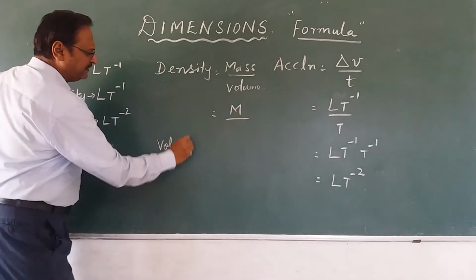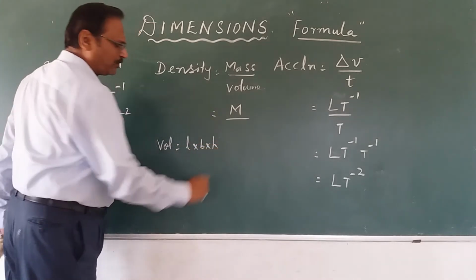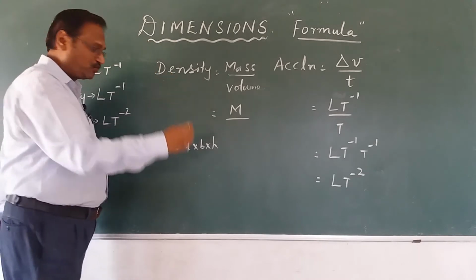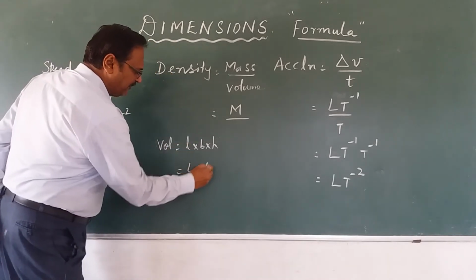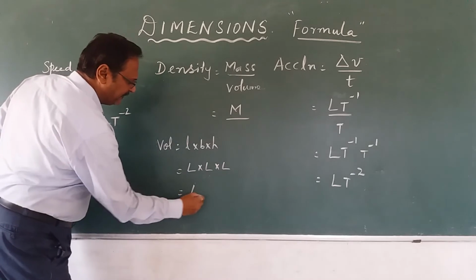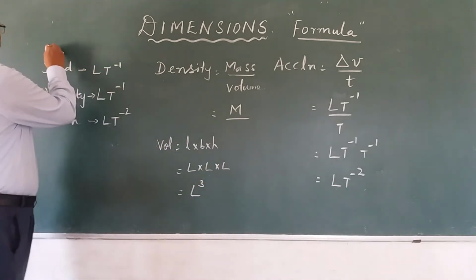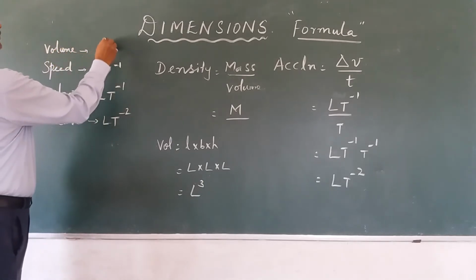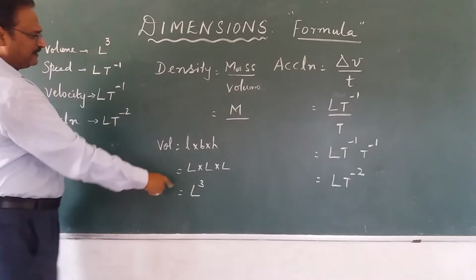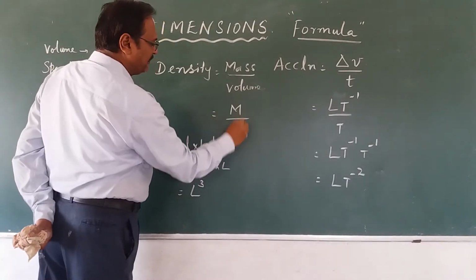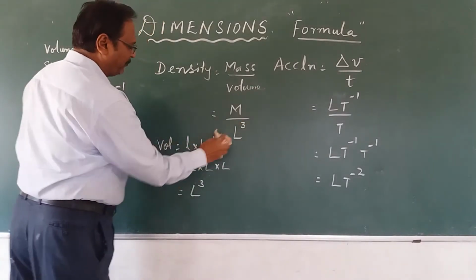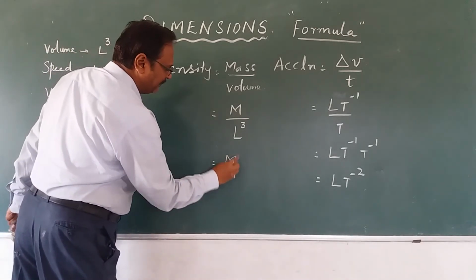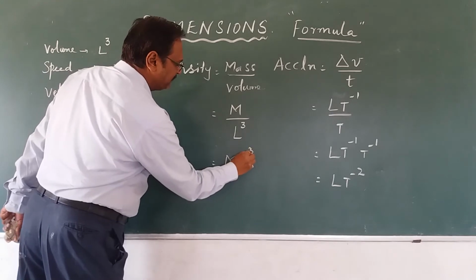Volume is equal to length into breadth into height for a cuboid. So volume is volume, any other substance, material or shape you take. Length into length into length, that is L power 3. So keep this in mind. Now we can add here one more. Volume is equal to this L power 3. Fine, this is it. So I write here mass upon volume, M upon L power 3, that is equal to M L power minus 3.